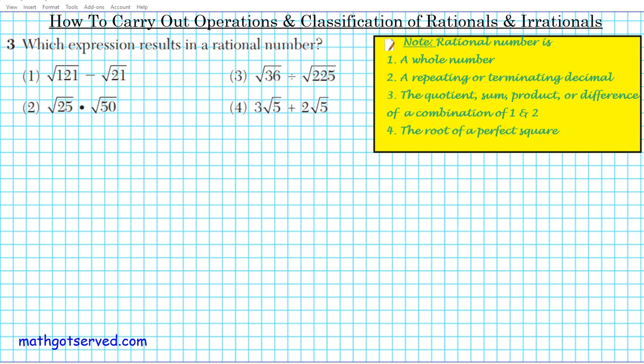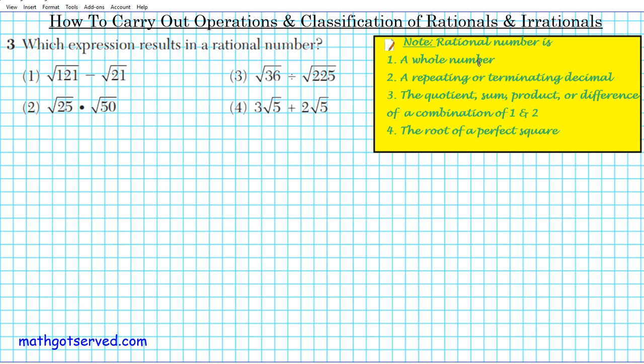So that leads us to the question, what on earth is a rational number? Over here, we have examples of what a rational number is. First of all, a whole number is a rational number. A repeating or terminating decimal is a rational number. A quotient, sum, product, or difference of a combination of 1 and 2.